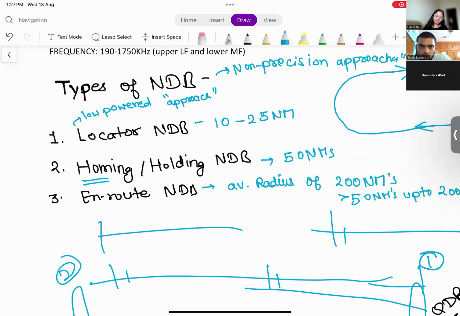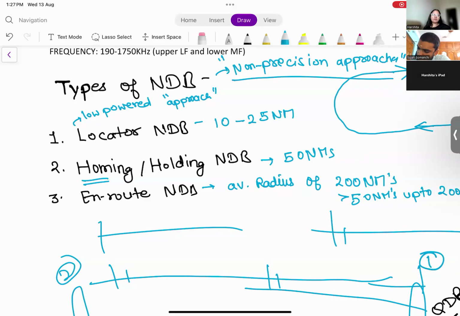At this stage, you might not understand what is a non-precision approach. So you can just leave it for now. We'll understand it later. What is a precision and what is a non-precision approach? When we are studying about the ILS approach, then you'll understand that, okay, NDB was not a precision approach because there you can have a precision approach. Precision approach is basically that it gives you both guidance, lateral and the vertical guidance, but NDB is not able to provide that.